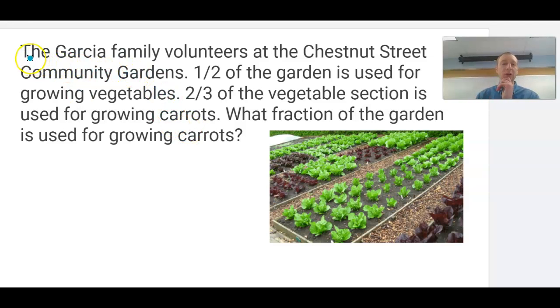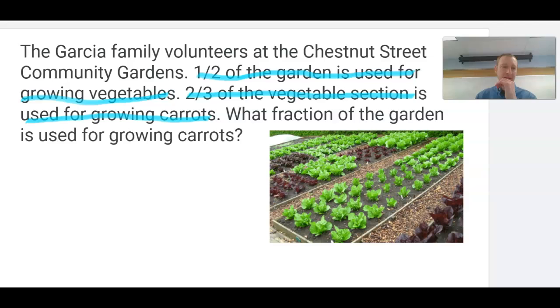So here we go. The Garcia family volunteers at the Chestnut Street Community Gardens. One half of the garden is used for growing vegetables. 2/3 of the vegetable section is used for growing carrots. What fraction of the garden is used for growing carrots?